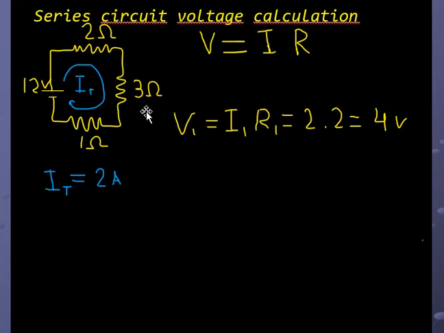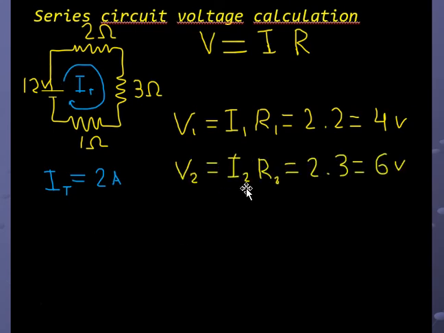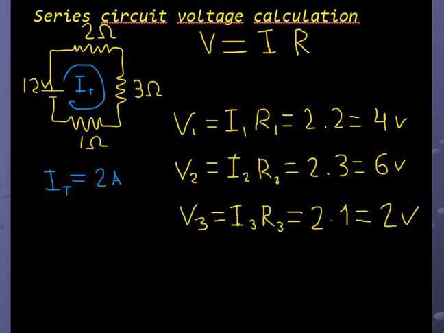Now we're going to work out the following voltage. We do the same, we multiply the current by the resistance. The current is the same again, and the resistance now is 3 ohms. So there is a voltage drop of 6 volts between this point and this point. Finally, the last resistance, we do the same. Now we have again 2 amps and we have 1 ohm. So we multiply, so we have 2 volts. So it means that there is a drop of 4, 6, and 2 volts.